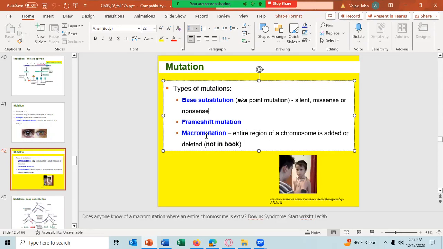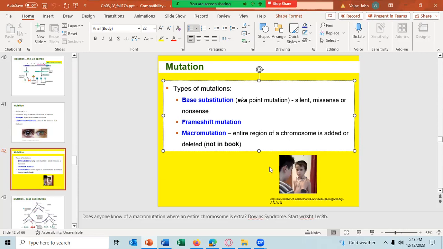There's also a macro mutation, which is not discussed in your book. I don't know why your textbook does not discuss it, but that's when the DNA is changed in a large region, where an entire region of a chromosome is either added or deleted. And it can include the entire chromosome, Down syndrome being an example, where everyone who has Down syndrome has an extra chromosome number 21. Another example of a macromutation are individuals with XXY phenotype, where they have an extra X or a Y chromosome. The XXY individuals actually appear normal, and the XYY individuals also appear phenotypically normal. Any question about any of that?